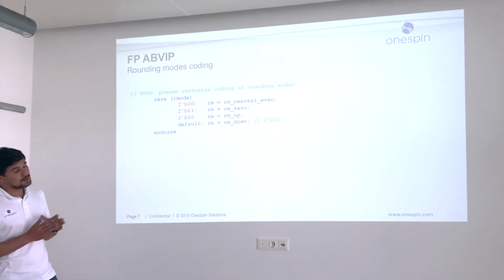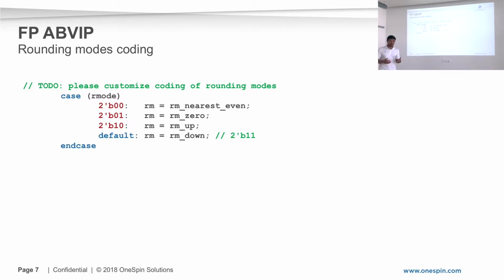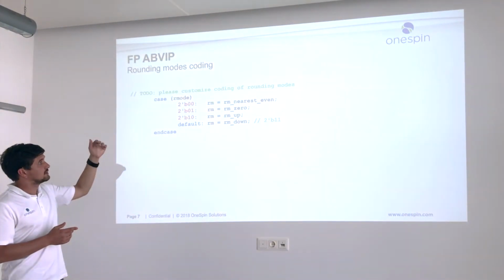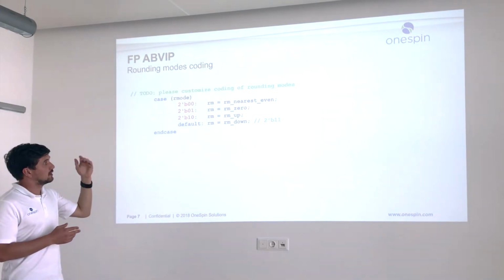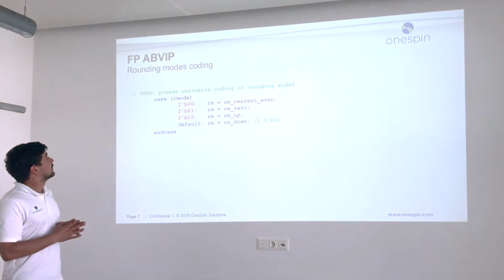Once the user instantiates the verification IP, a template opens in the OneSpin tool in which the user has links as comments to do. In this specific case, please customize the coding of rounding modes. The user knows from the specification what the codes for the rounding modes are, and needs to specify this in the verification IP. For example, 00 for nearest even, 01 for up, down, etc.